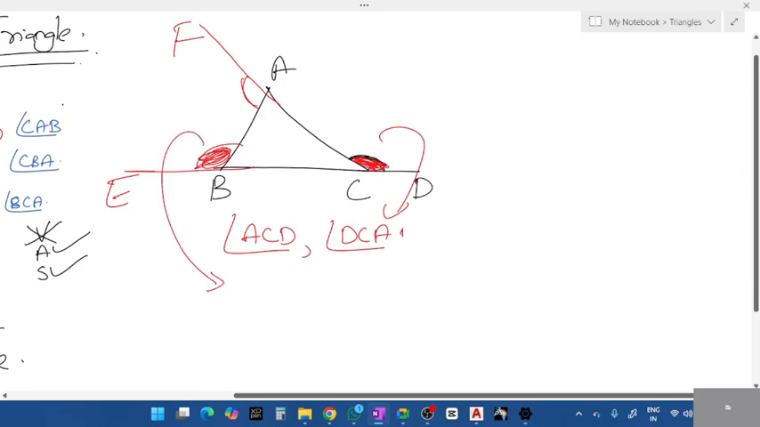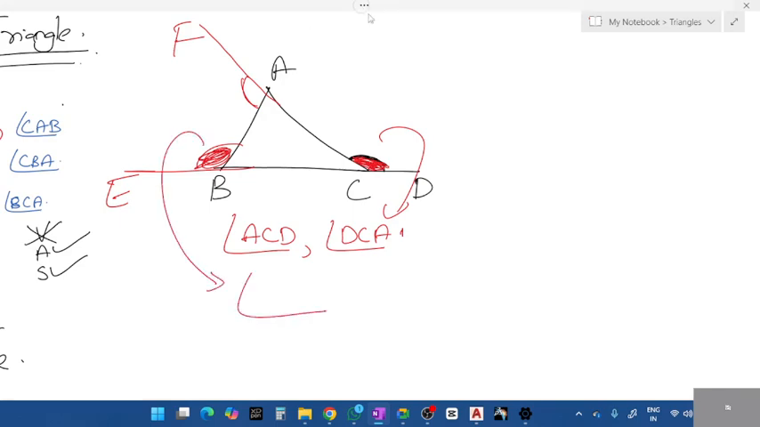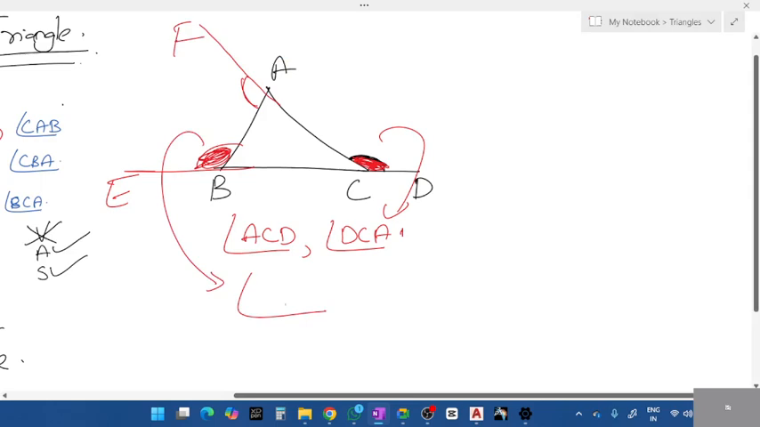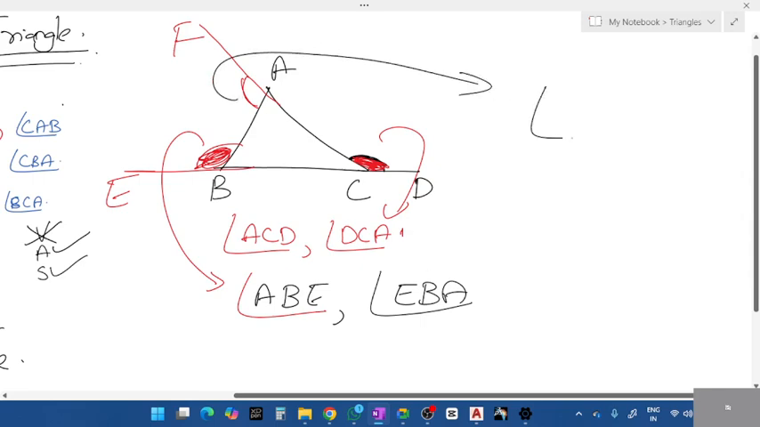See, for this one, give me the answer. What's the starting point? A is the starting point. Angle A, B, E. Or you can name it as E, B, A. Yes, I need the answer for this one.